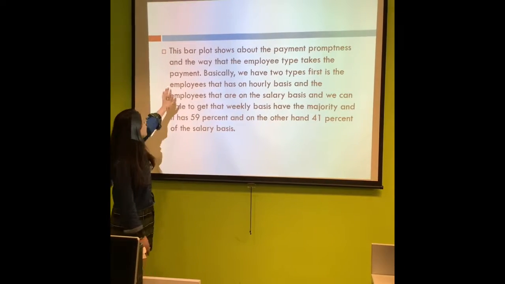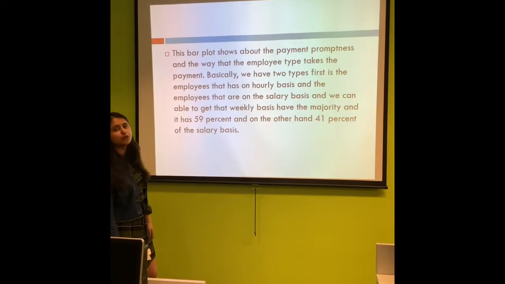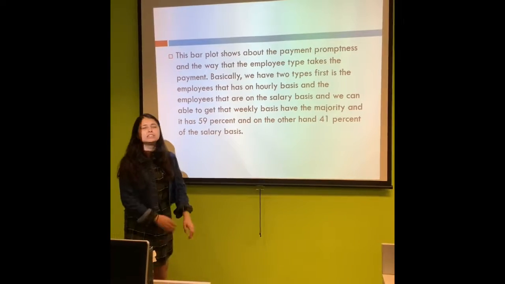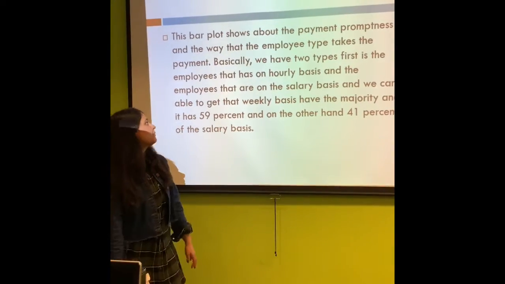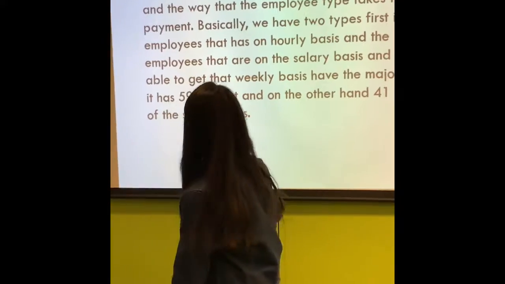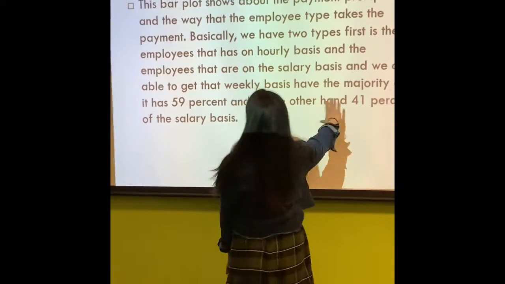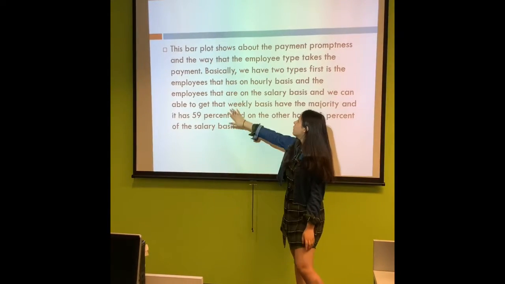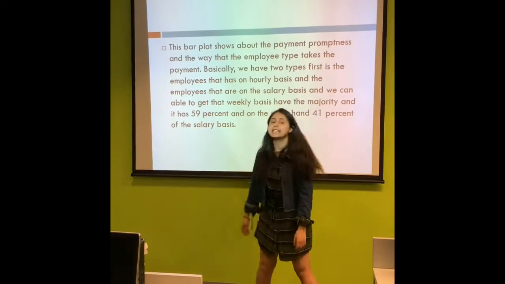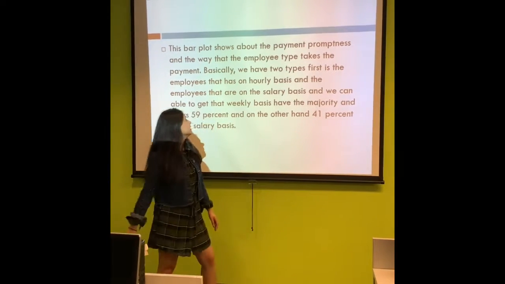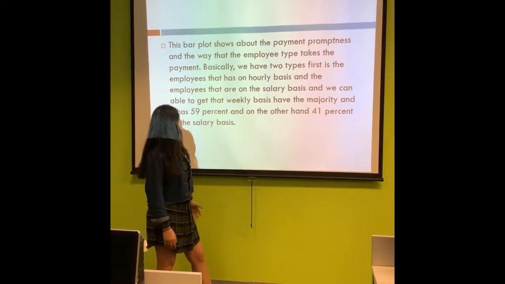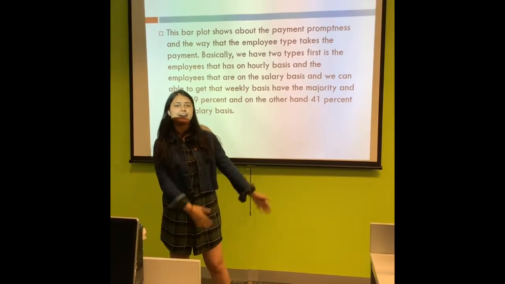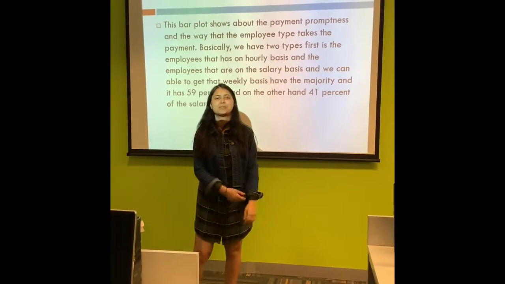The bar plot shows the payment promptness and the way the employee payment takes place. Basically, we have two types of employees: those on an hourly basis and those on a salary basis. The hourly basis has the majority, about 59%, and on the other hand we can see about 41% on the salary basis. So I'm just handing over my topic to Ram, so he will discuss with you.